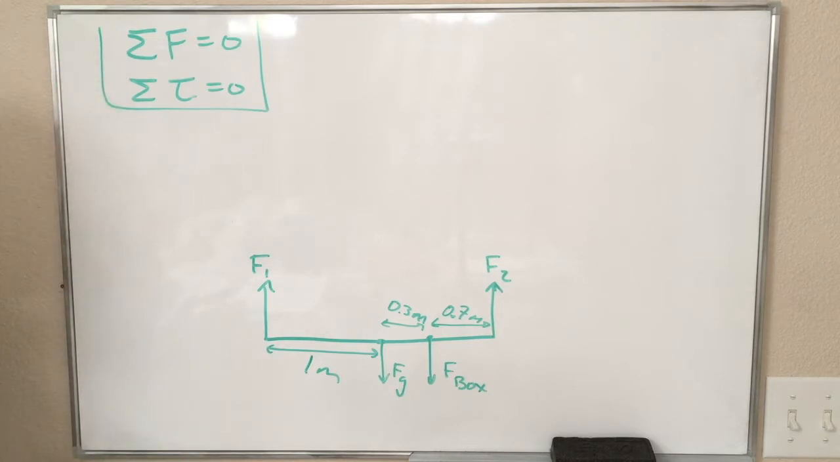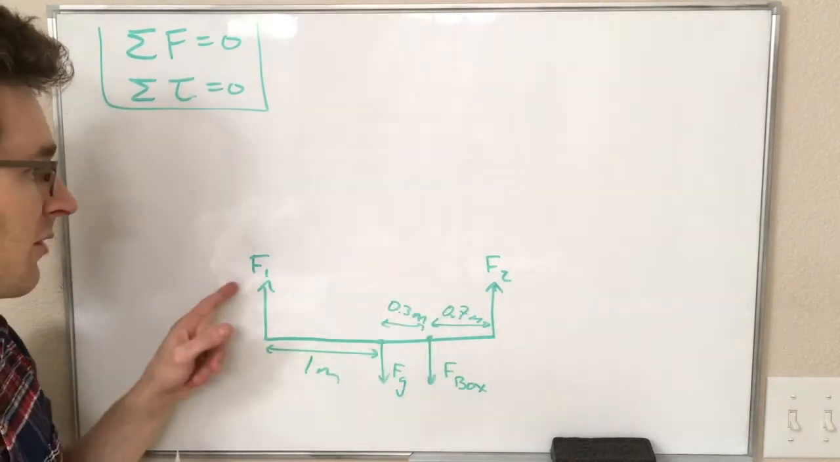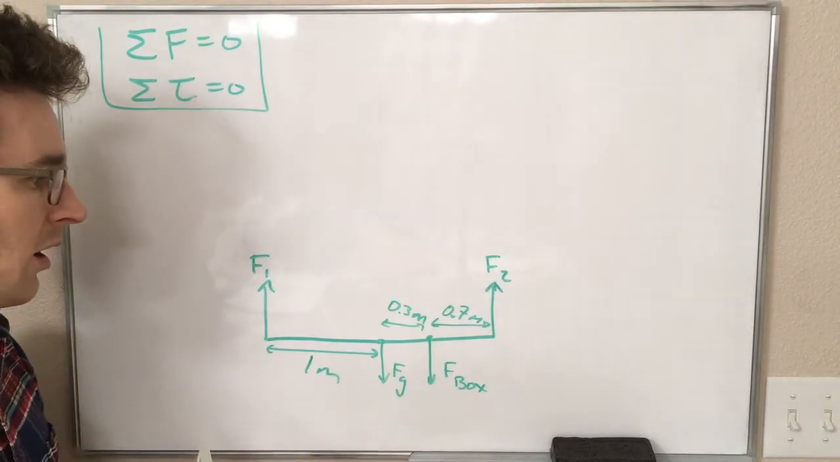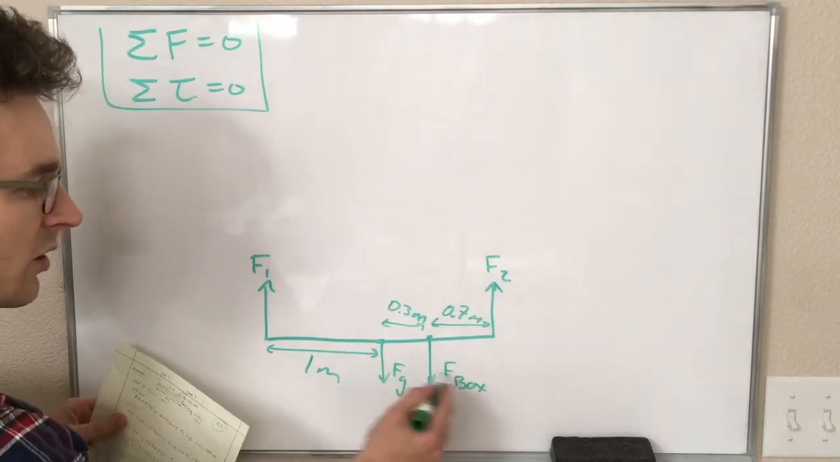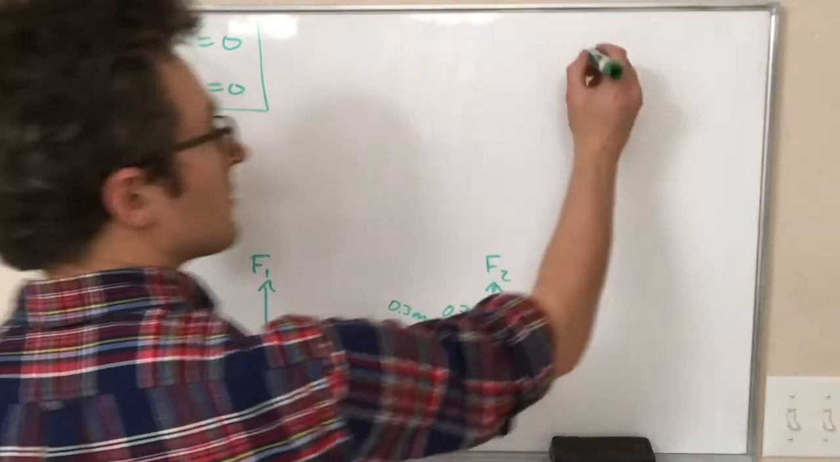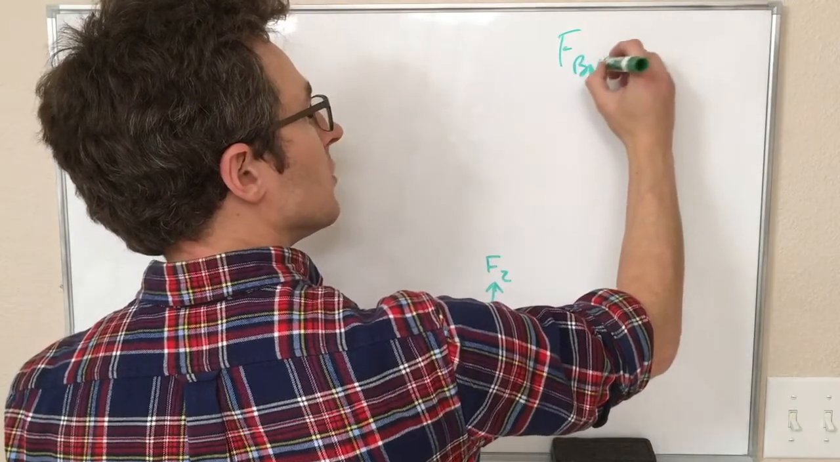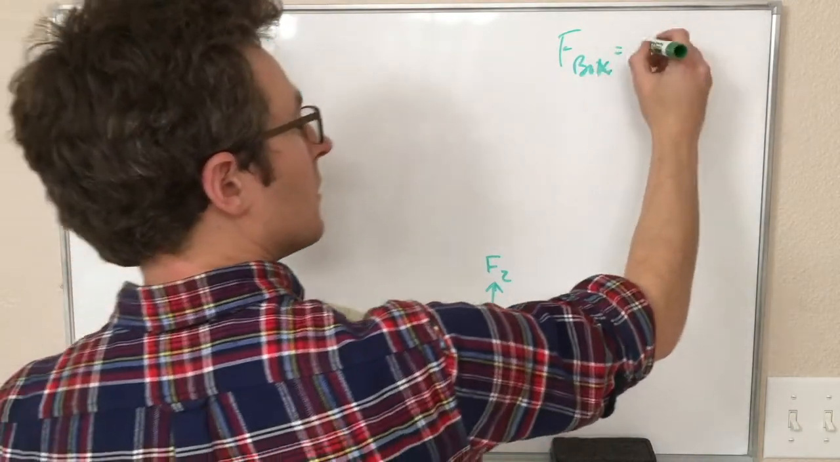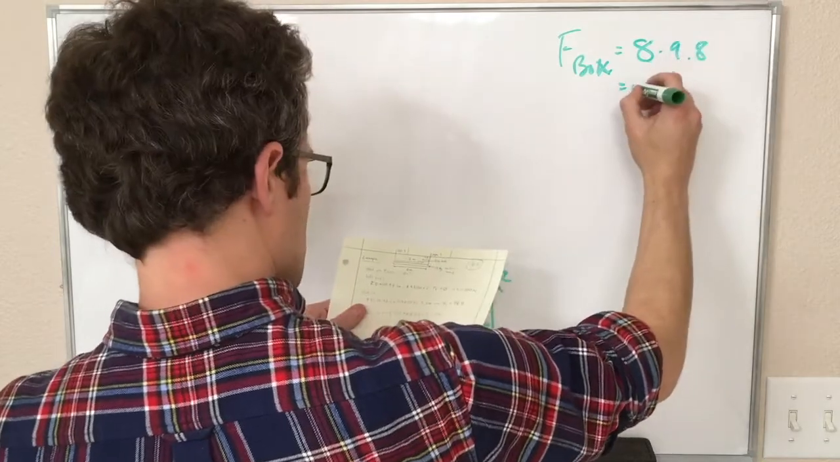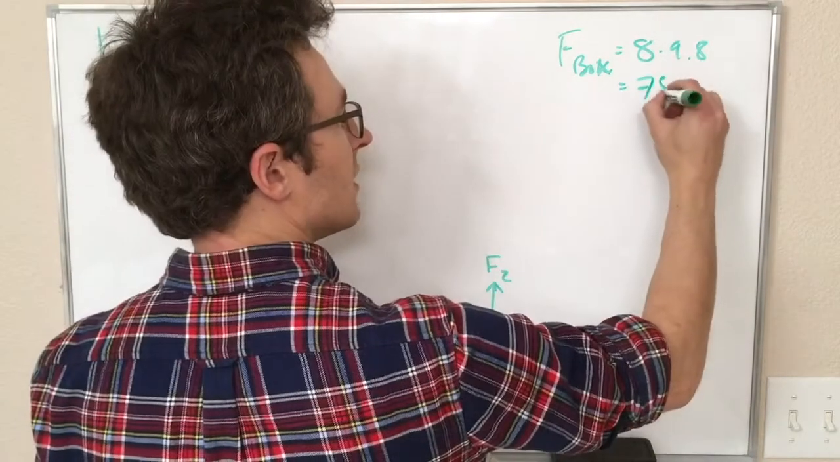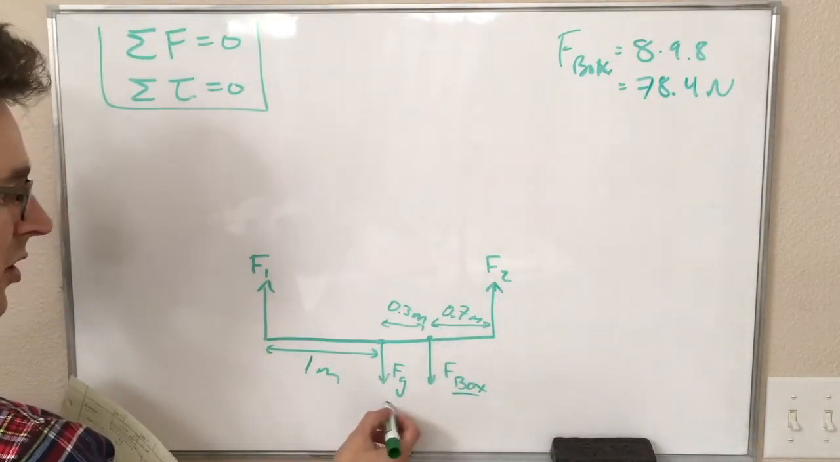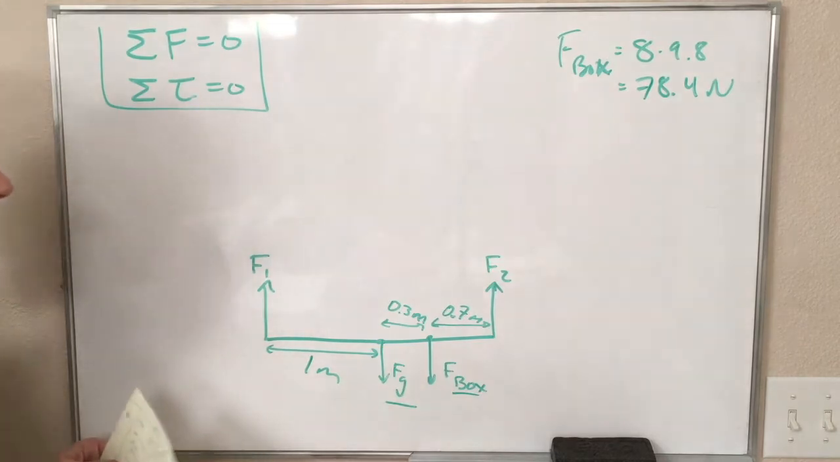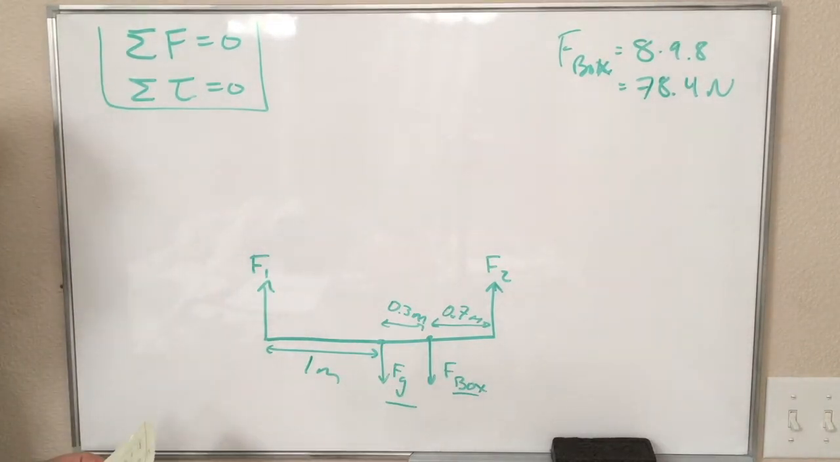Now, let's look at the sum of the forces. We have two forces up, F1 and F2, and two forces down, F gravity and F box. We know enough to know how big these are. F box is equal to 8 kilograms times 9.8, which is 78.4 newtons. The force of gravity on the platform is 10 kilograms times 9.8, so that's 98 newtons.